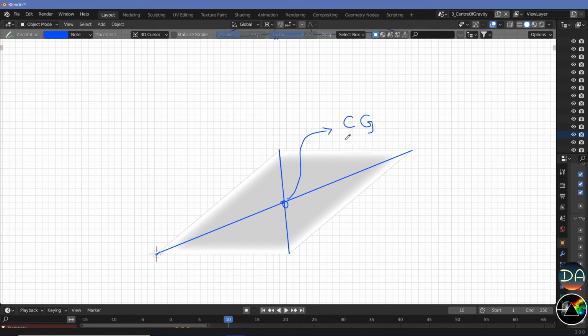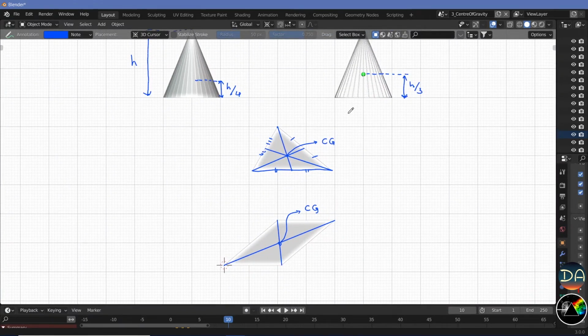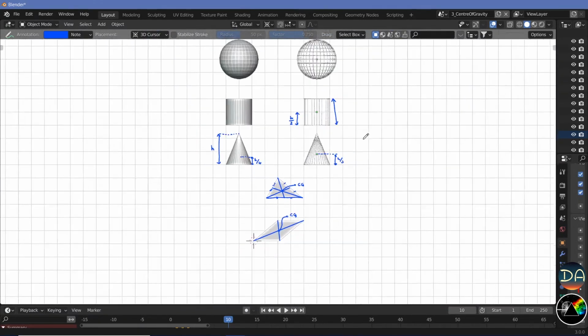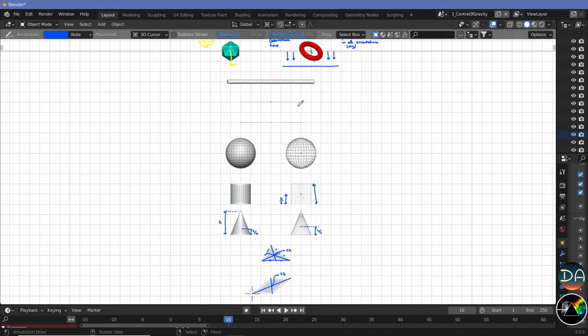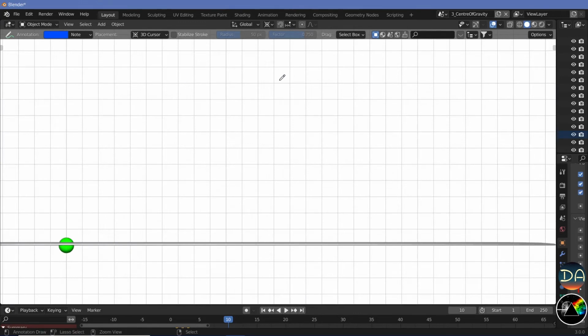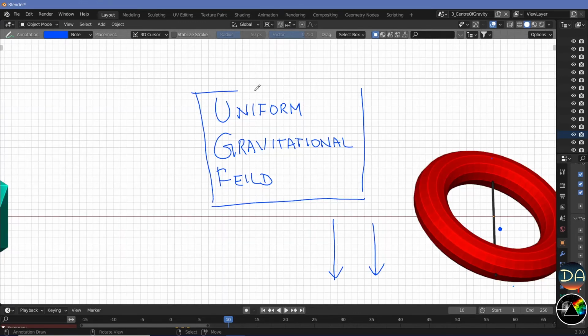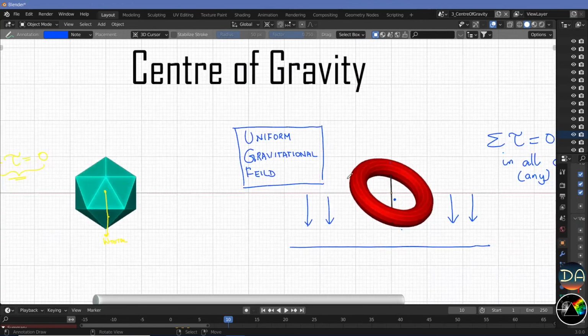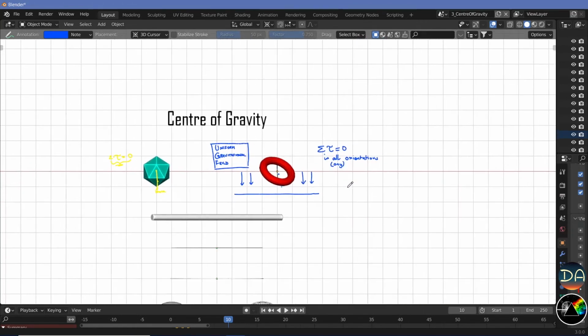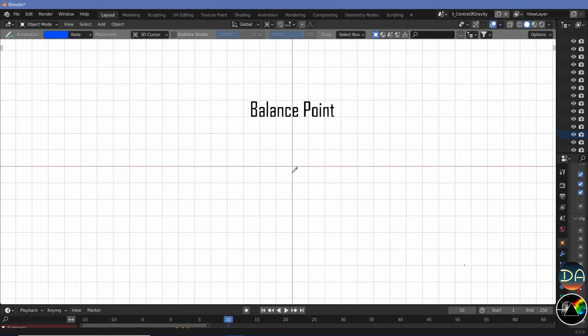Now, note that the center of gravity is basically at the same position of the center of masses as long as the objects are present in a uniform gravitational field. If the object is large enough such that the gravitational field cannot be considered uniform, the center of gravity would move away from the center of mass. With that, let's move on to what is the balance point.